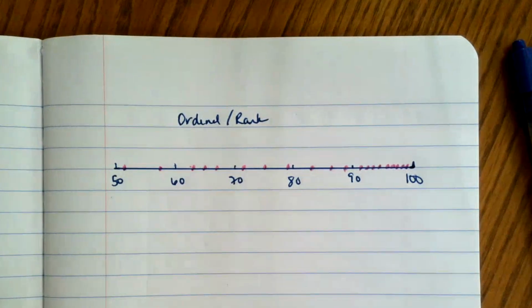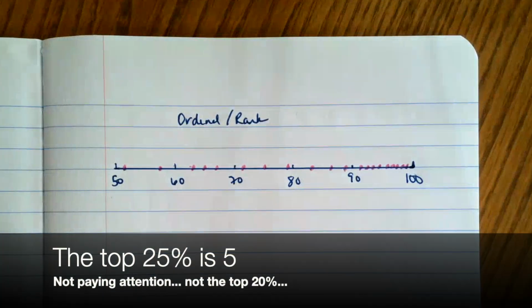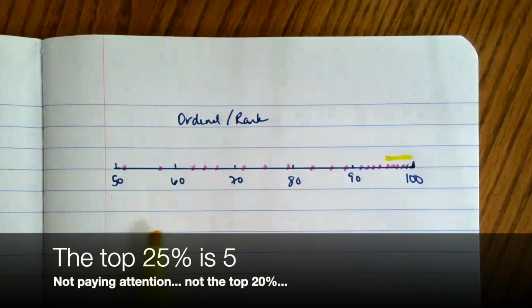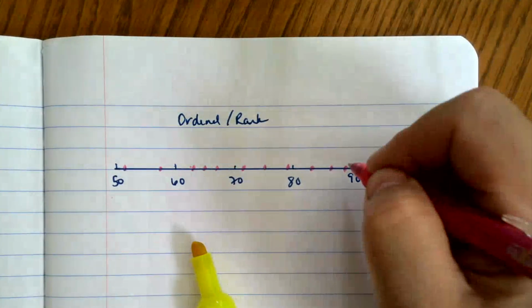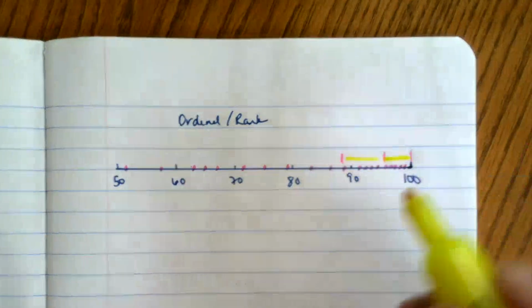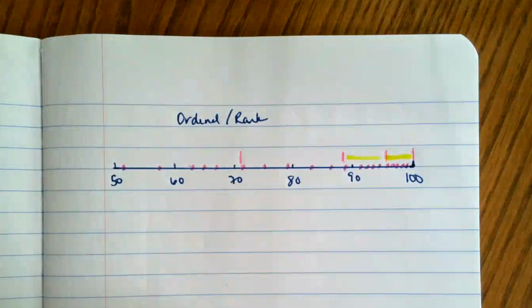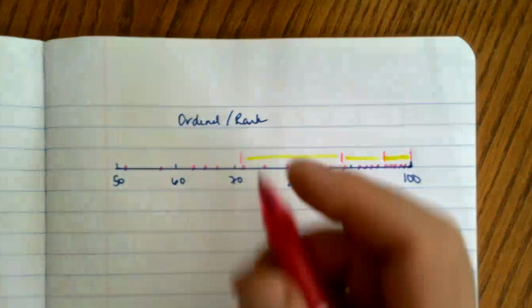So now I want to rank these students. I want to have the top 20%, the middle 20%, and so on. So let's say the top 20% is 5, right? So right here are the top 5. And the next 5 are here. And the next 5, 1, 2, 3, 4, 5, are here. And then the bottom 5 are here.